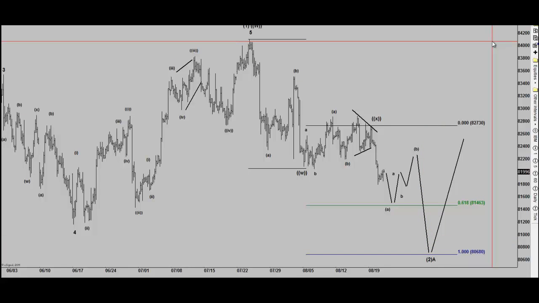I hope that everyone understands where we stand with the dollar index and that the trend is still in favor of the dollar.